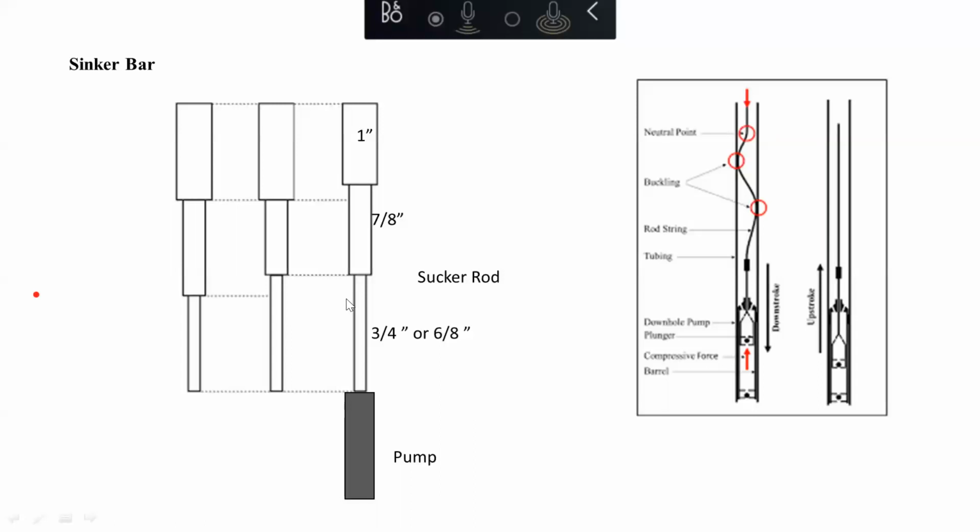So you are going to use a sinker bar. Your sinker bar will be higher than your other 2 sucker rod, or maybe you use the highest sucker rod. If you use your sucker rod combination 1 inch, 7x8 or 3x4, you may use your sinker bar size as 1 inch. If you have a combination of 7x8 and 3x4, you will use your sinker bar to be 7x8.